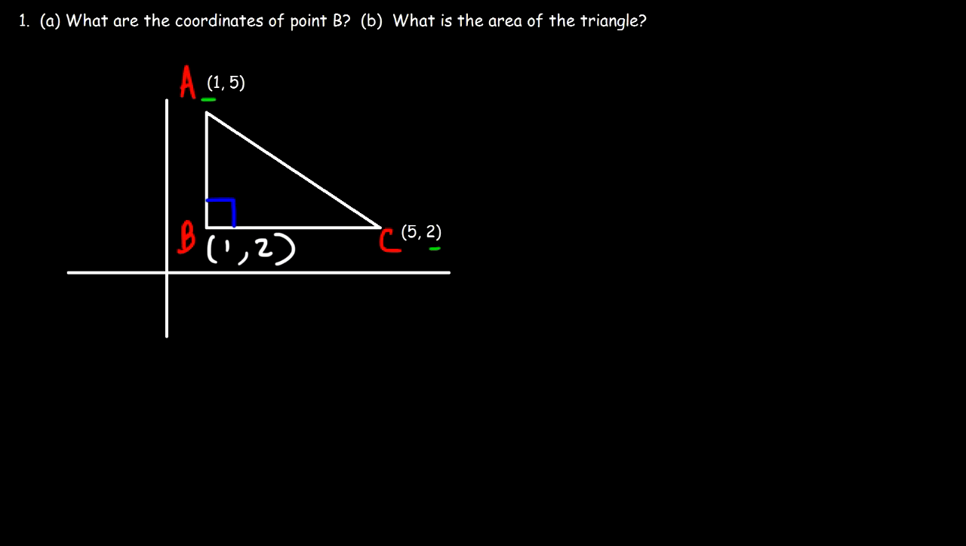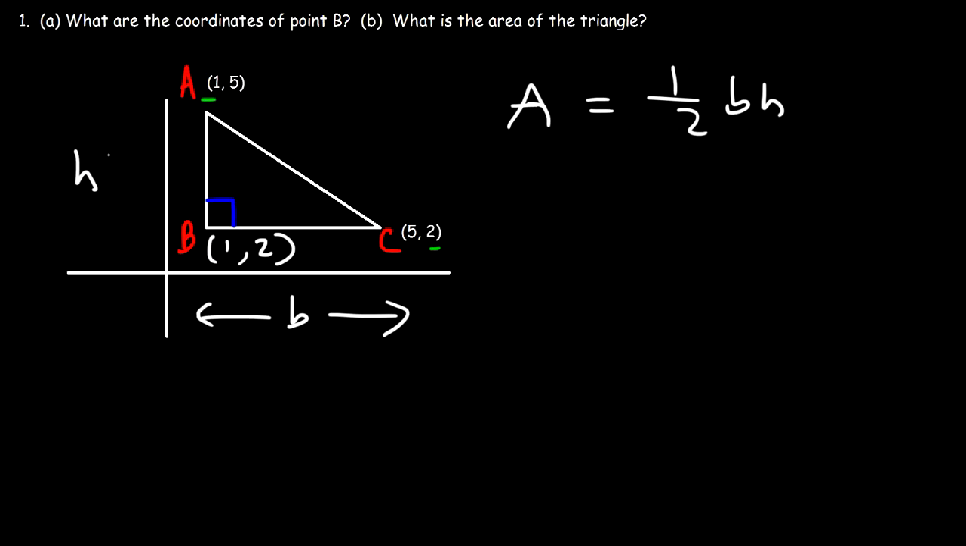So now what is the area of the triangle? To calculate the area of a right triangle, it's 1/2 base times height. So the base is the distance between points B and C, and the height is the distance between points A and B. So what's the distance between points B and C? Notice that the y values are the same. So the distance between the 2 points is simply the difference between the x values. So 5 minus 1 is 4. So the base of the right triangle is 4 units.